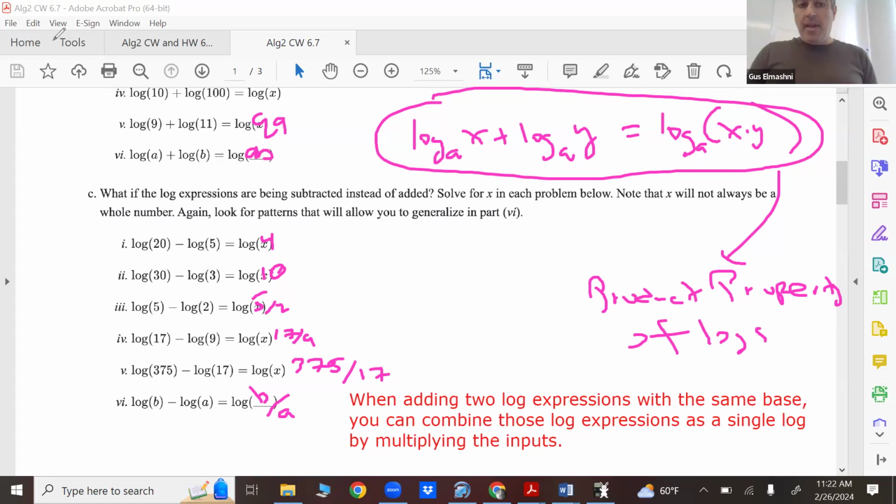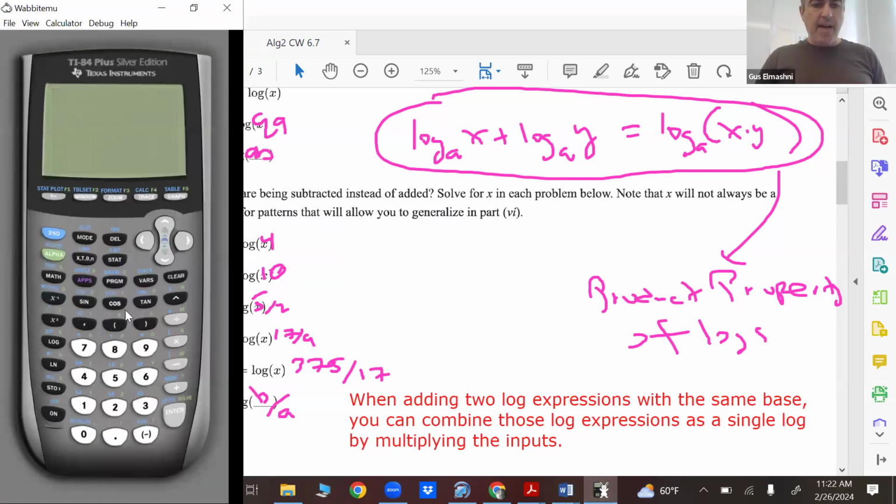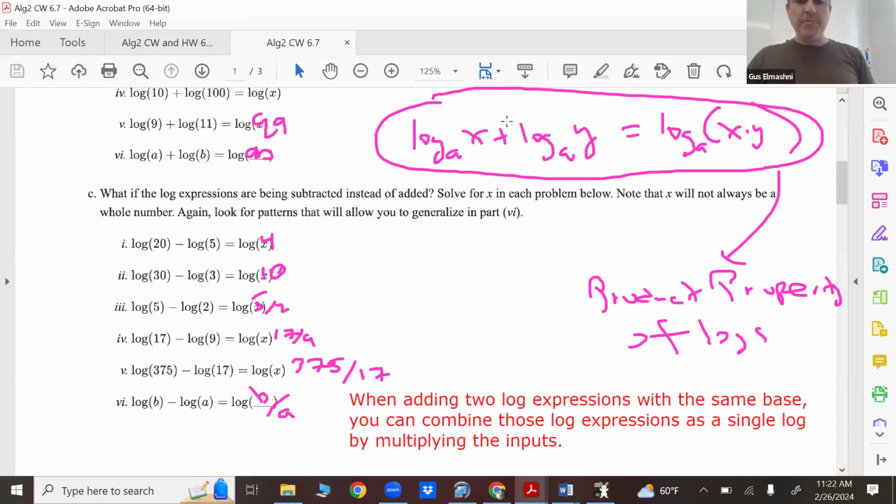So yeah, and just to prove to you, let's go to the calculator. If I did log 20 minus log 5, and did log 4, well, voila, there you go. They're the same thing. So the next one is called, yeah, go ahead, Jack.